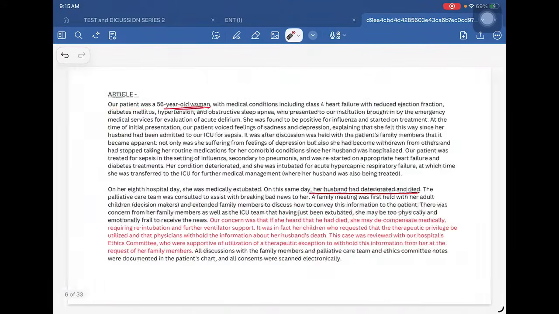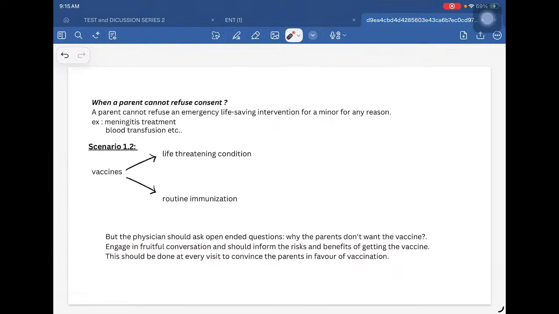Okay, all right, so that is about the exceptions to consent and the consent for minors that you have to know. Now, what are the situations where the parent cannot refuse the consent? This would be a life-threatening emergency condition, where you have to do a certain procedure on a minor, but the parents are refusing it. You can go ahead, take approval from the ethics committee, and do the procedure. Examples include meningitis treatment, or if you're doing some sort of blood transfusion.